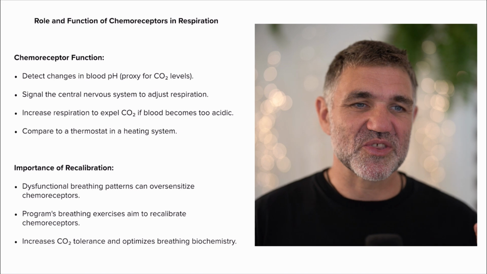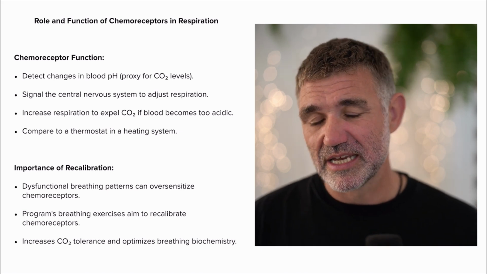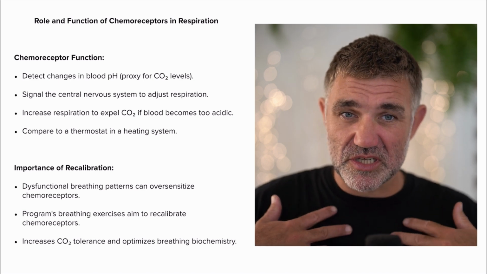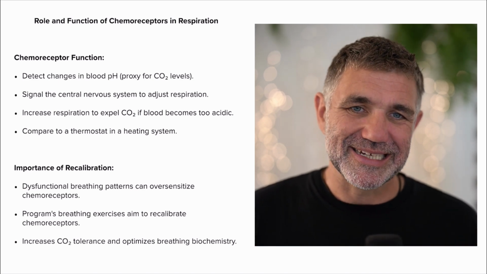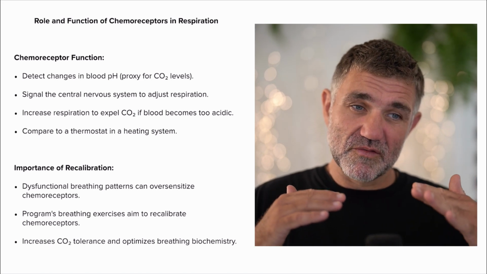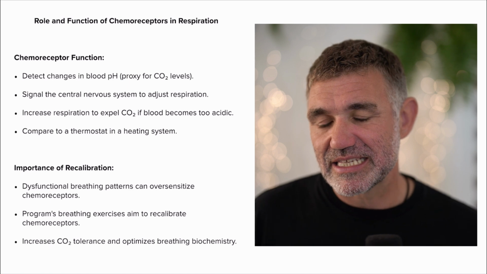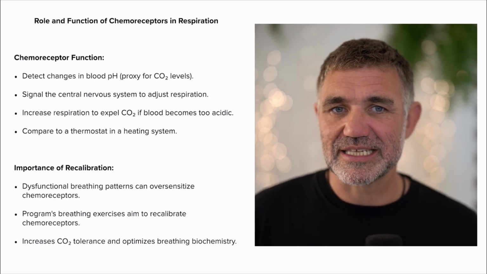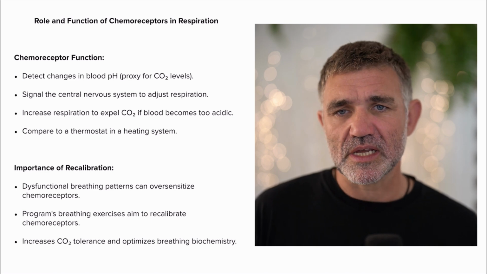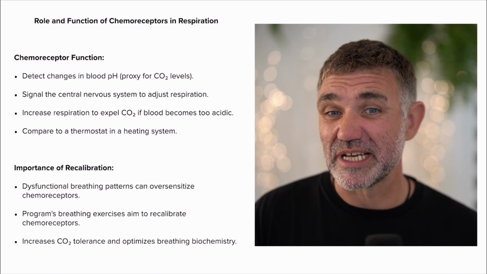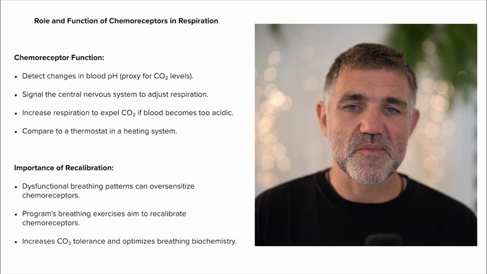Oxygen is alkaline, so it's measuring acidity, and that's what controls it, and then it sends signals to the muscles of respiration to change the tempo and the depth of breathing, so that it can return the acidity to its optimal level, and this supports that homeostasis and balance. But sometimes this system becomes faulty. It increases respiration to expel carbon dioxide if the blood becomes too acidic, and it's like a thermostat in a home.